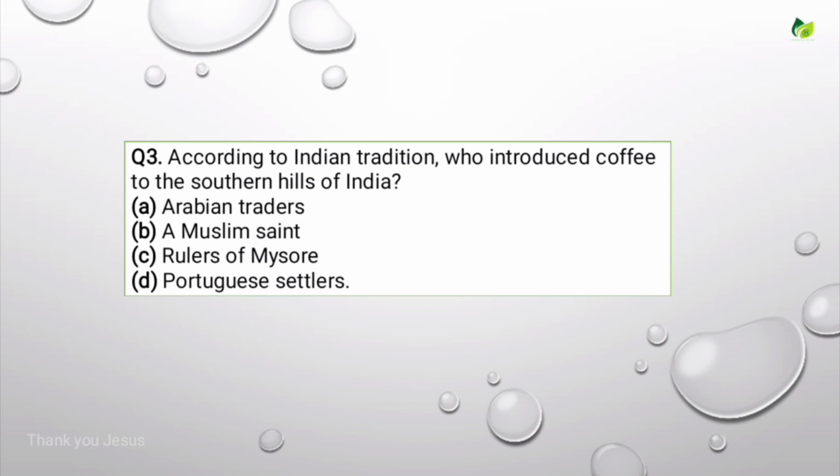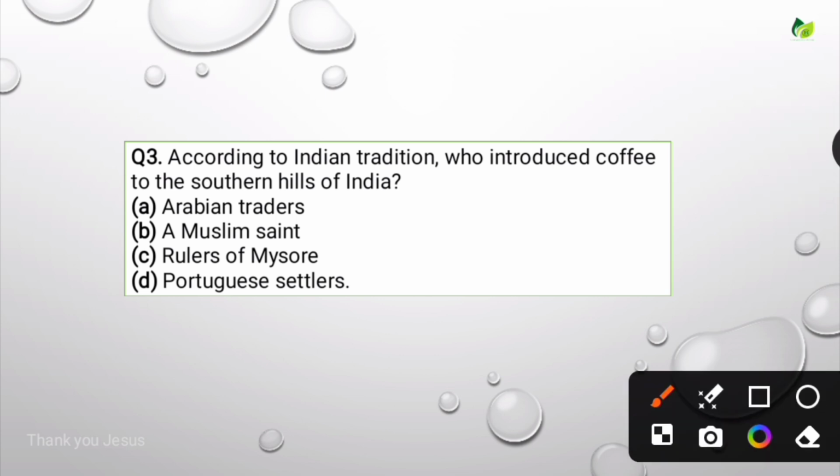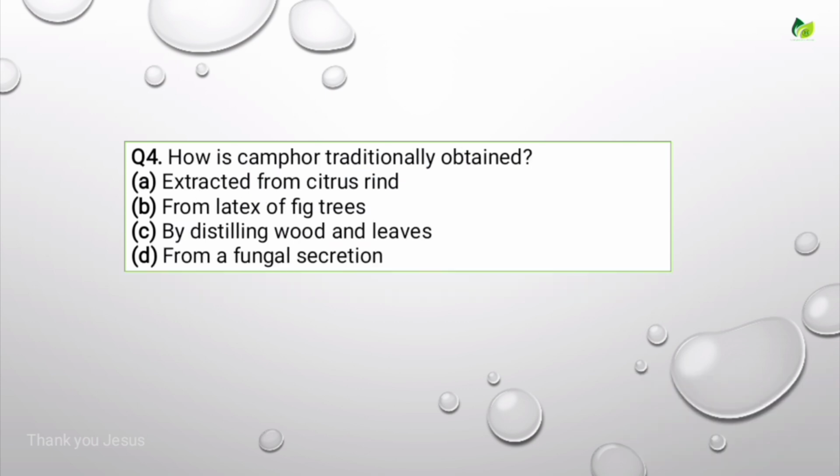According to Indian tradition, who introduced coffee to the southern hills of India? Options are Arabian traders, a Muslim saint, rulers of Mysore, Portuguese settlers. For this, the correct answer is Muslim saint. Let's see the next question.